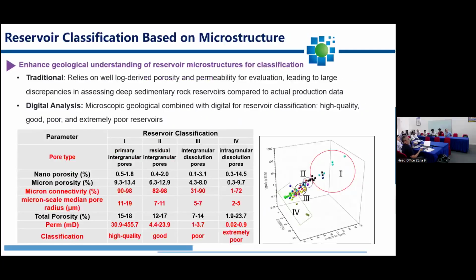Again, this is one example. We show several major features. For each sample, you have micron porosity, nano porosity, the big porosity, small porosity, then the connectivity and the pore throat radius. We have all the parameters for every sample. So that is why we have a better understanding of the permeability or production capacity of the reservoir.